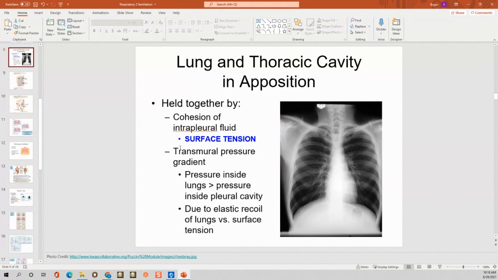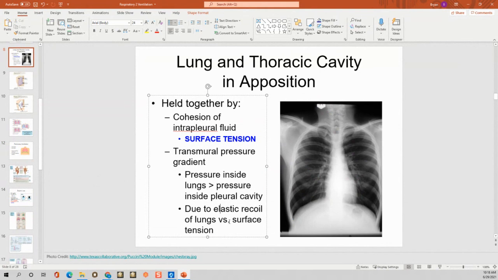Surface tensions and what are called transmural pressure gradients, which have to do with the differences between the intra-alveolar pressure and the intrapleural pressure, creating a subatmospheric pressure. That subatmospheric pressure isn't just magic, right? It has to do with the elastic recoil of the lungs versus the surface tension holding on to those lungs. It's crazy, it's complex. What if the lungs start losing elasticity?